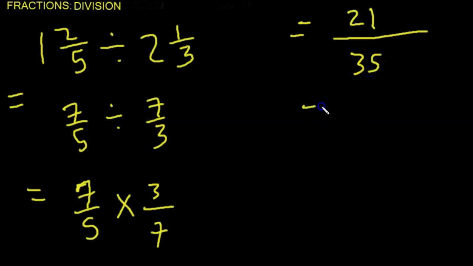And now after you reach there, if you wish, you can always simplify by dividing both of these values by 7. 21 divided by 7, that's 3. And 35 divided by 7, that's 5. But of course, you could have done it from the earlier stage. Let's try one last one.